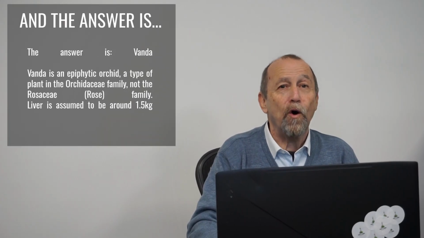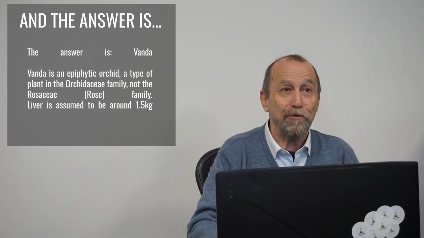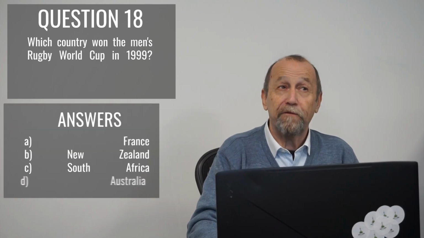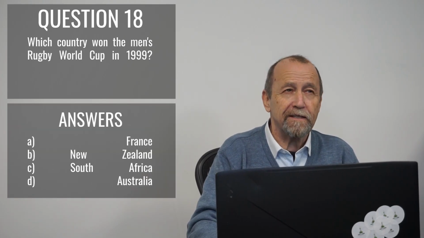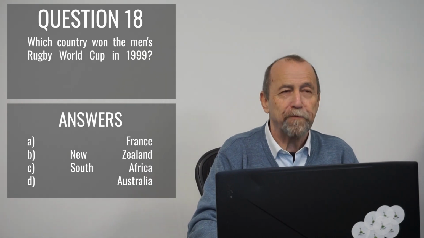The answer is Vanda, which is actually an orchid, not a rose. Question 18. Which country won the Men's Rugby World Cup in 1999? Was it France, New Zealand, South Africa, or Australia?